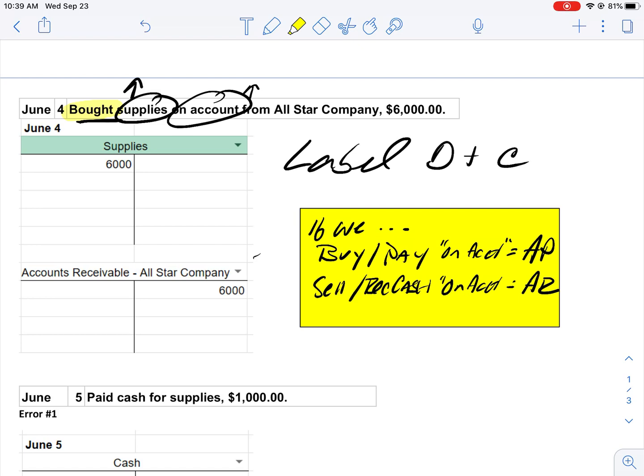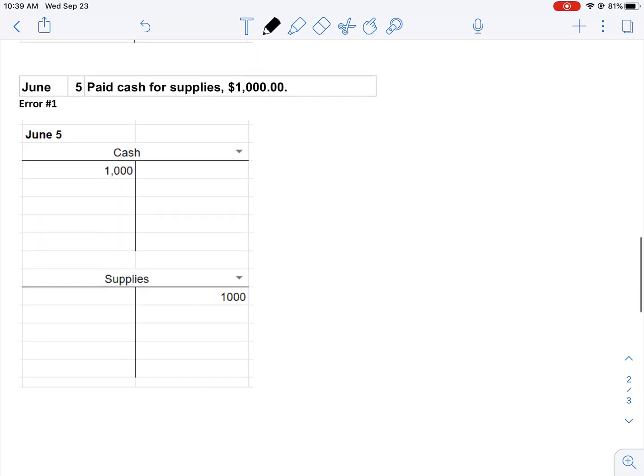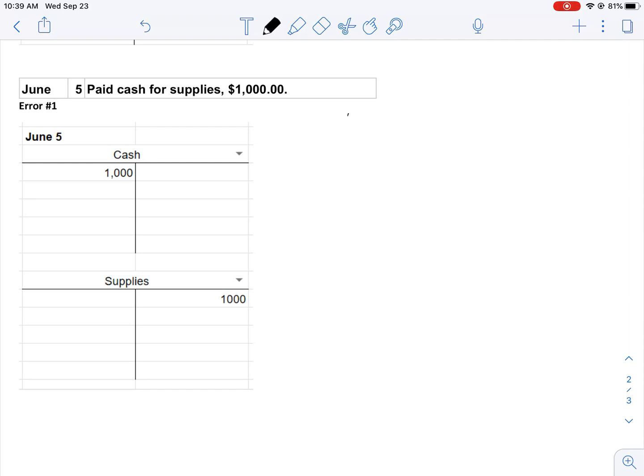So then the way this reads is basically that supplies are increasing. However, what this is saying is a credit to accounts receivable, somehow saying that our accounts receivable is going down. So a little bit of a hint to help you there. That is not what is going on there. Moving on, paid cash for supplies. Again, need to label the debits and the credits.